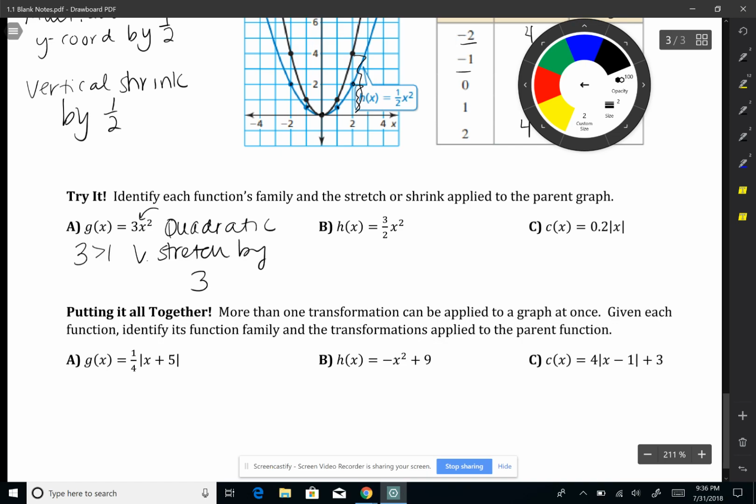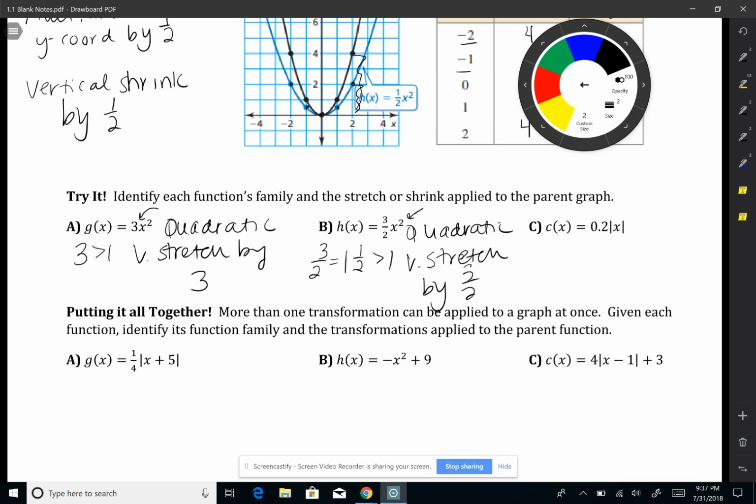B, we have h of x equals 3/2 x squared. Again, we have x squared. That's a quadratic. 3/2 is 1.5, which is greater than 1. So this is also a vertical stretch by 3/2.